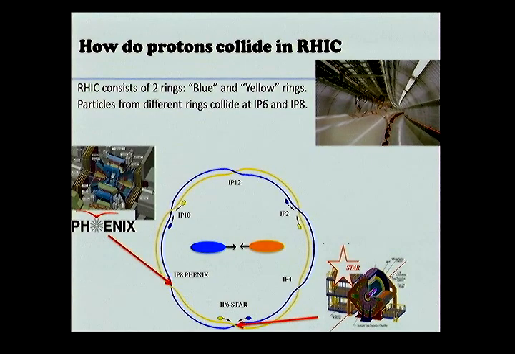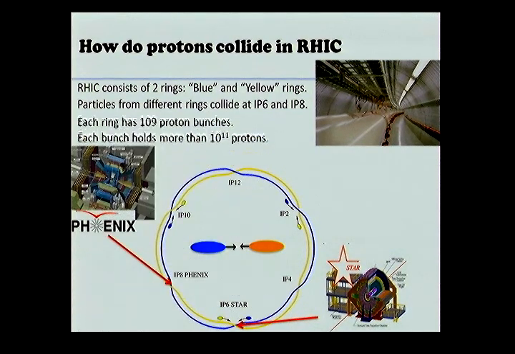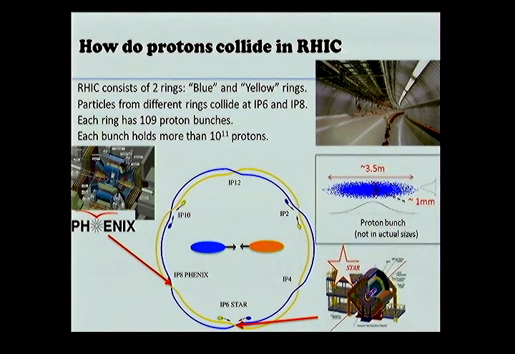Actually, the particles traverse the ring in groups. Each group we name a bunch. In RHIC, each ring has 109 proton bunches. Each bunch holds more than 10 to the 11 protons. Here I show one bunch, of course not in the actual sizes.